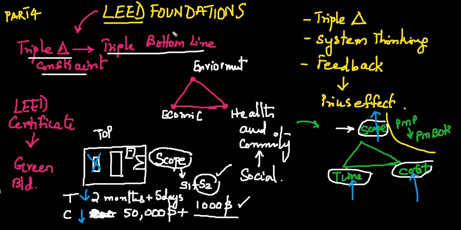In any subject or in any field, when you talk about a triangle, especially the constraint triangle, that's what they're trying to tell you. The three components or parts of the triple bottom line, the triple triangle. I'm talking about the LEED foundations: environment, economic and social.